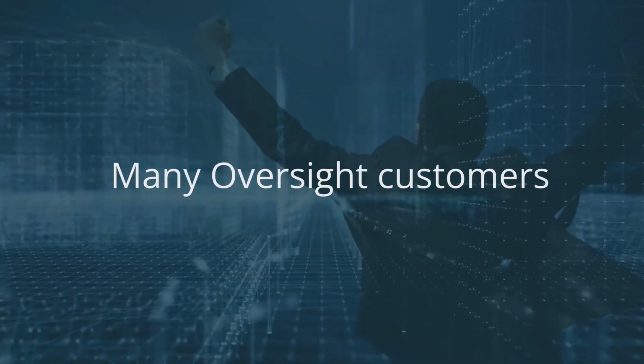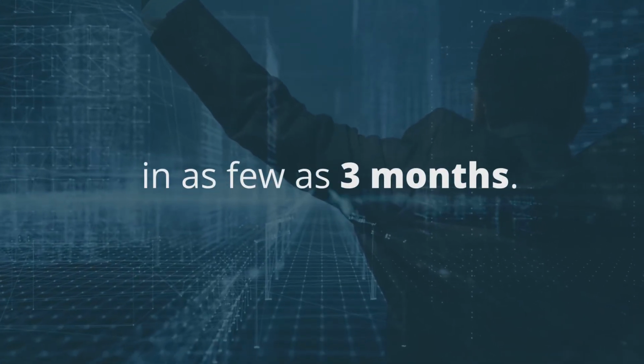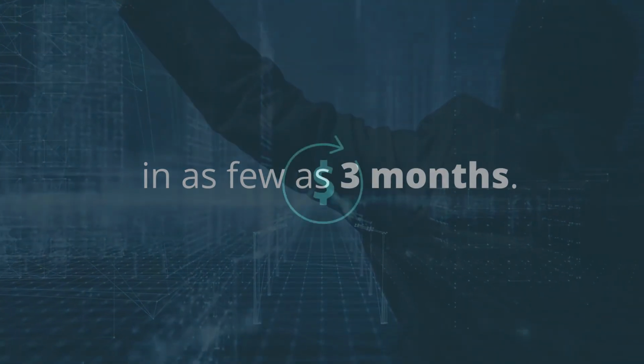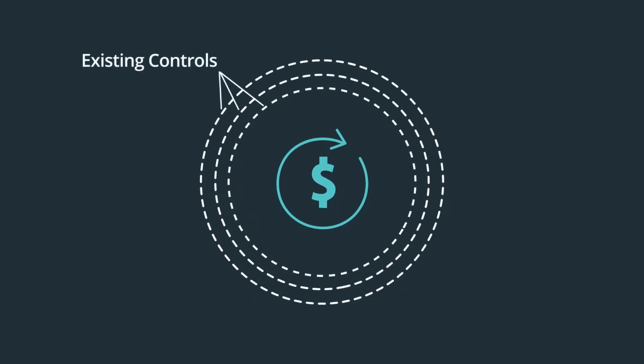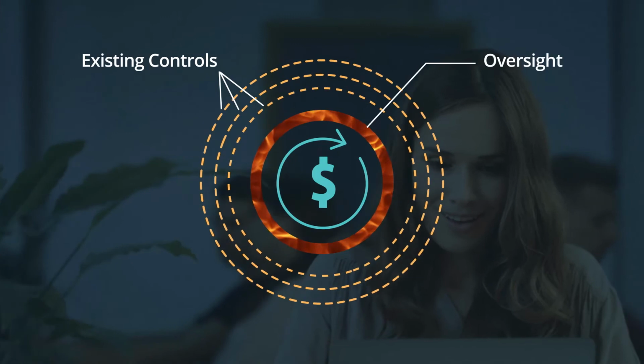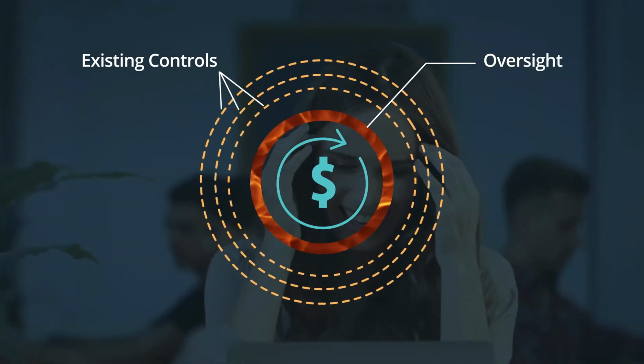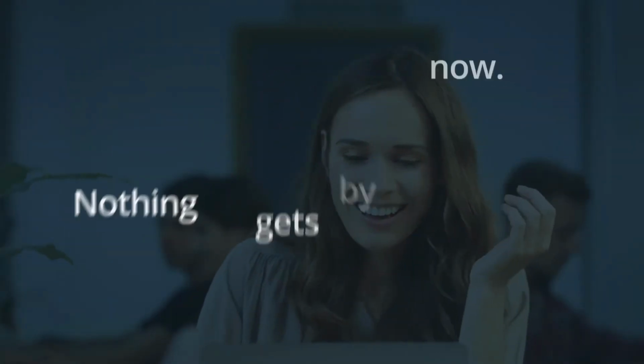In fact, many Oversight customers have achieved an ROI in as few as 3 months, resolving issues just like this one. When existing controls cannot catch every keying error, let alone wasteful spend or fraud, Oversight will be the firewall that catches the errors and real risk that are often missed and potentially costly for organizations, so that nothing gets by you.